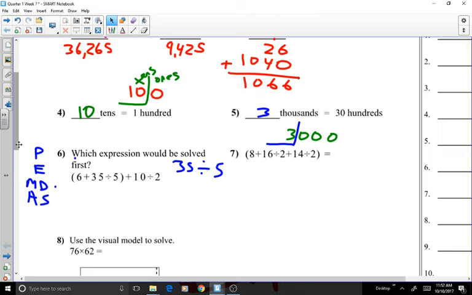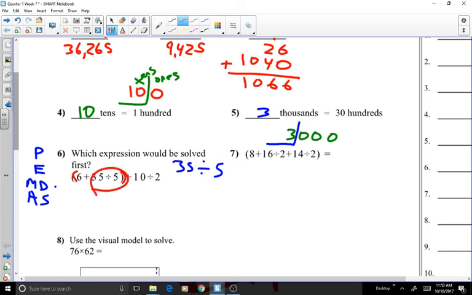It's asking you, you know, what do we do? Do we do 6 plus 35 first? Of course not. Do we do 10 divided by 2 first? No way. We'd always start with the parentheses. Always start with the parentheses. But then, which expression inside the parentheses? This one, 35 divided by 5.